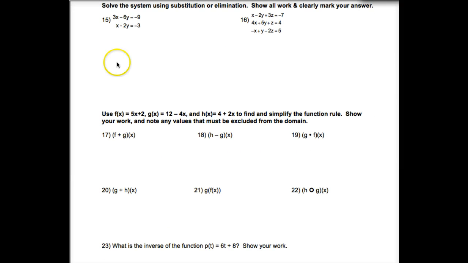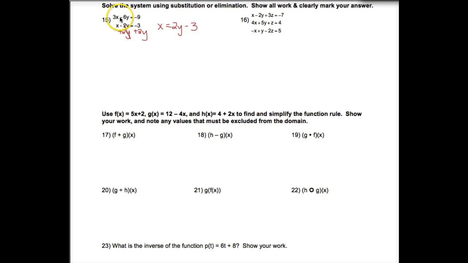All right, on 15, I do want to show this one because it gives you a special case. Since I already solved something with elimination, I'm going to use substitution on this one. So it's easiest to get x alone here in this second equation. So add 2y to both sides. So x equals 2y minus 3.